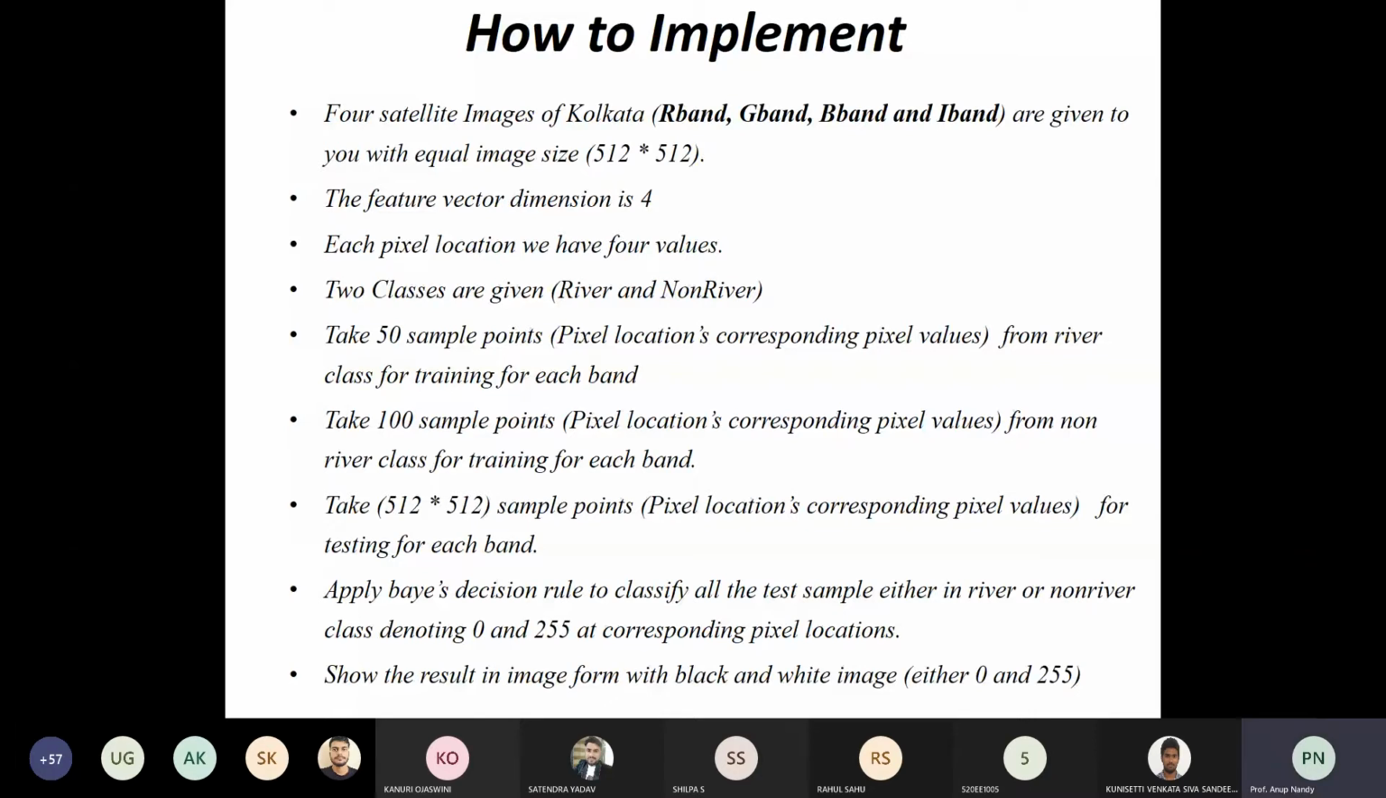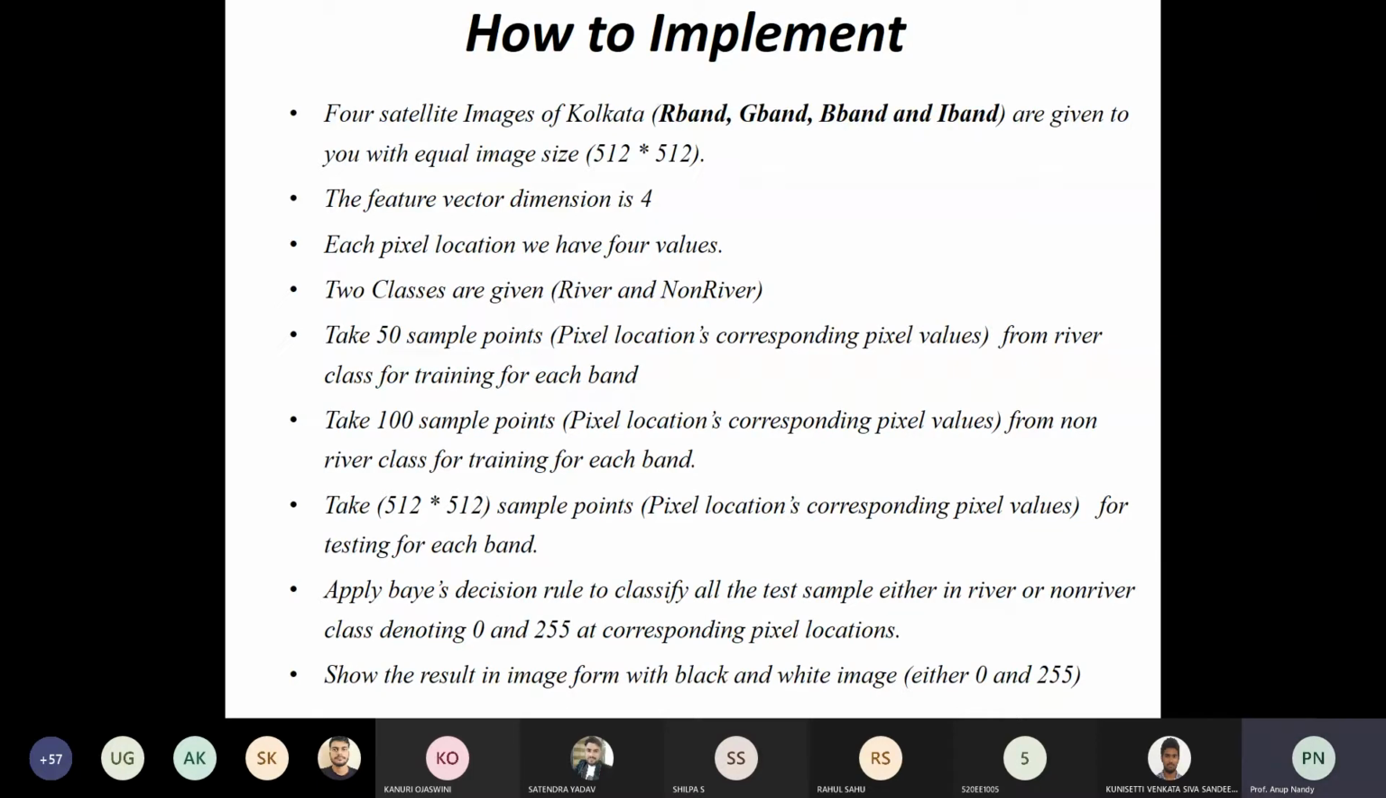Now whenever you are going to test, you have to test for each band. From the image you have 512 by 512 pixels. You have to train your classifier using the 50 sample points for one class and 100 sample points for the other class. Then you have to test the entire image. If your classifier is properly trained, you have to check each and every point and decide whether this point belongs to the river class or the non-river class.